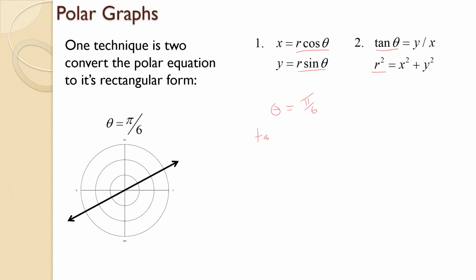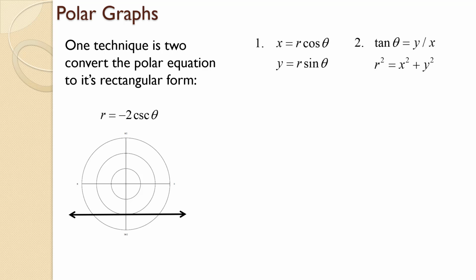So I can do anything I want really to both sides. So instead of squaring, I'll take the tangent of both sides. We all know the tangent of pi over 6 is the square root of 3 over 3. But we know the tangent of theta is y over x. So that gives us y equals the square root of 3 over 3 times x. It's the equation of a line. That's all it is. And I've drawn in the line for you.